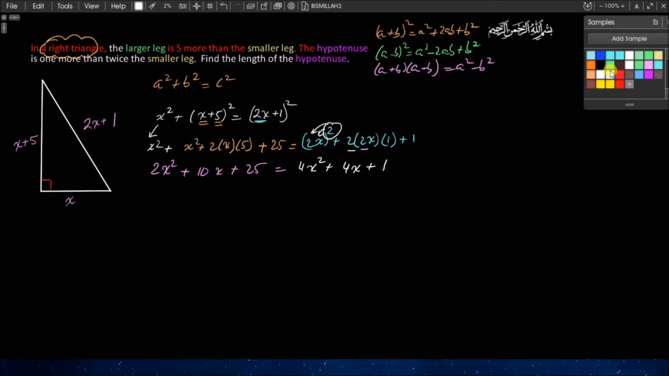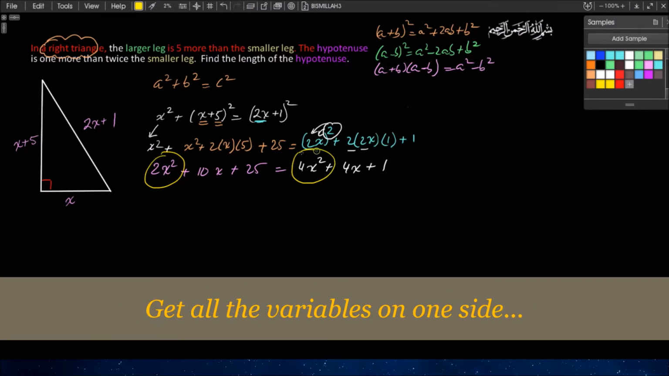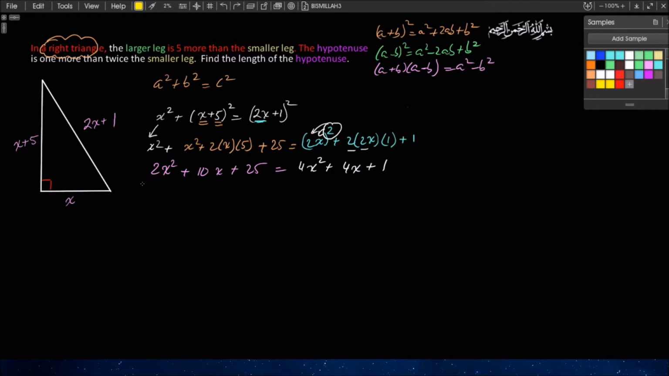Okay, now what do I do? Well, I have variables on both sides. Okay, so I have to get them all on one side. So I'm going to get this 2x squared and this 2x squared together. So I'm going to subtract 2x squared from here, 2x squared from here, like this.